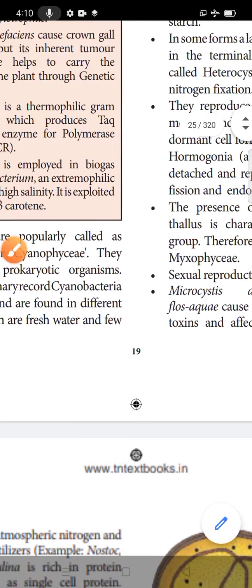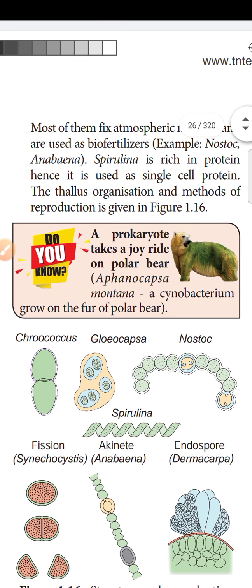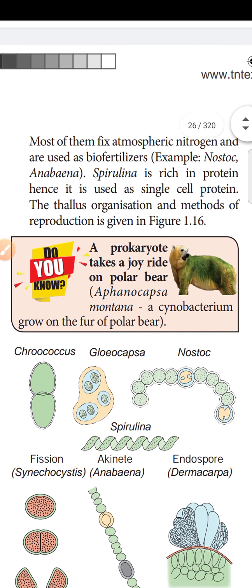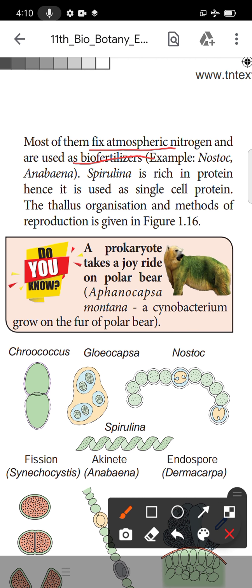So these are the salient features. Then one more: most of them fix atmospheric nitrogen and are used as biofertilizer, natural fertilizer. Examples are Nostoc, Anabaena, and Spirulina. Spirulina, as you already know, is rich in protein and is used as single cell protein. Then thallus organization and method of reproduction are given in the figure.